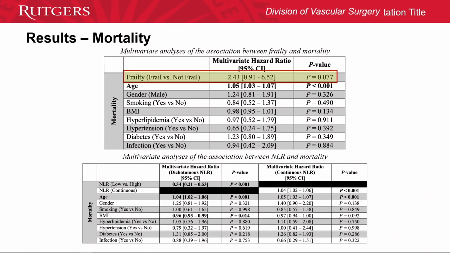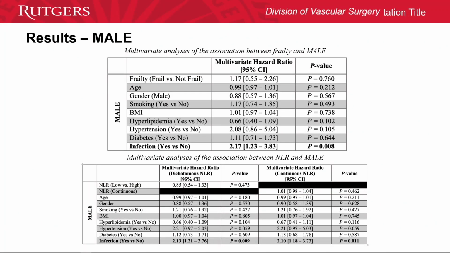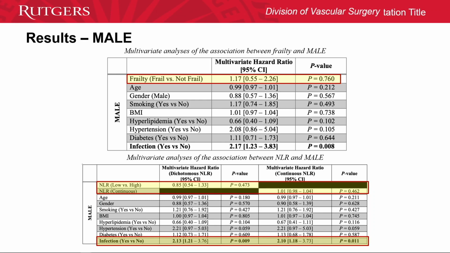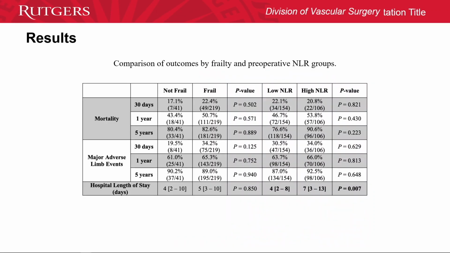And we did find that frailty was not independently predictive of mortality, but that NLR was, both as a continuous variable and as a dichotomous variable. Frailty also did not correlate with major adverse limb event, and neither did NLR, but infection did. When we compared the outcomes between our groups, we did find that high NLR was associated with a longer hospital length of stay, of median time of 7 days compared to 4 days in the low NLR group, but that the length of stay did not differ when using frailty.